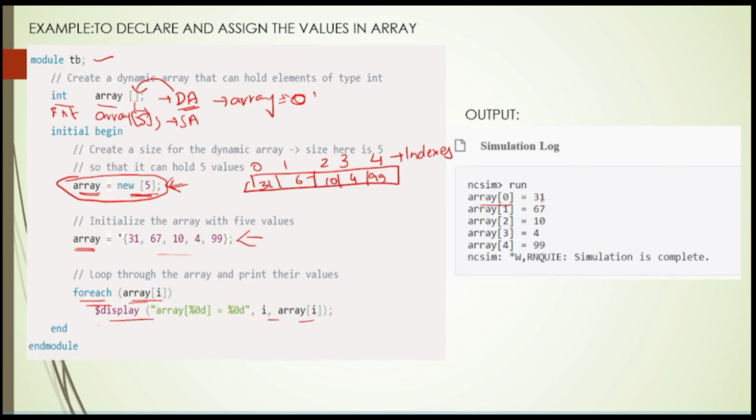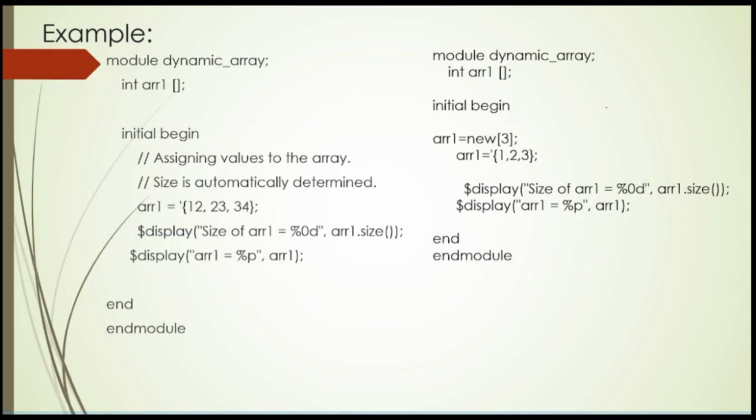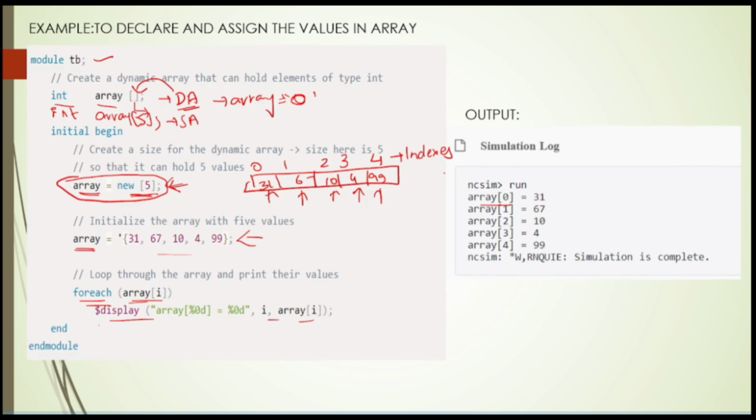Now what happens? Array of 0 is, see, 31, 67, 10, 4, 99. So all these values will be displayed in this manner. Clear? So this is how you will be declaring the array and assigning the values in the array. Okay, you can do it in this way. This is just a basic program for when you are a beginner, learning SystemVerilog for the first time.